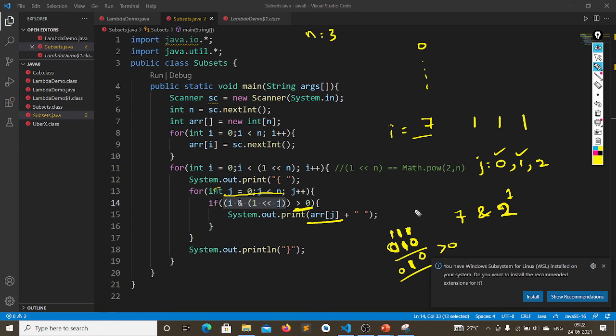So I think you got some clarity. There may be some confusion at the beginning, but if you take some examples and trace out this code, then you will understand why we are doing the AND operation, why we are checking with greater than 0, and why we are including that particular element. If you have some more confusion, you can watch this video repeatedly, or trace out this code with some example. Okay, so that's it about this session.